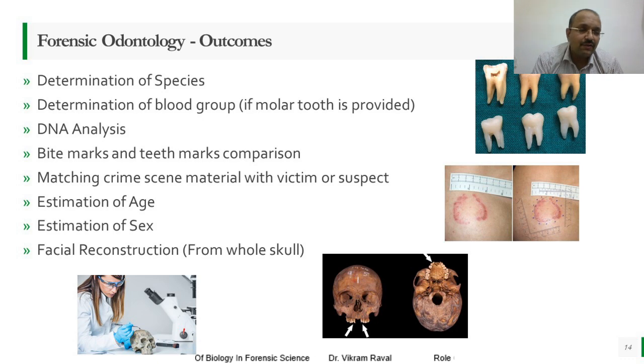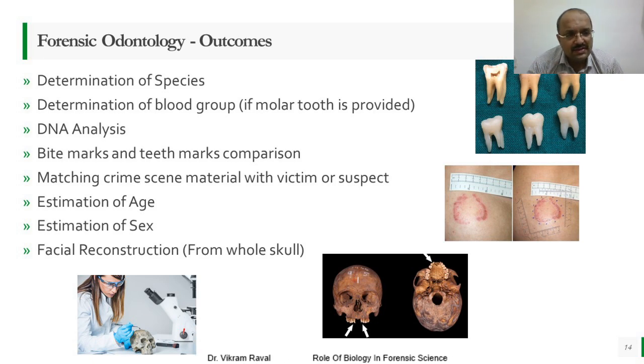Next is determination of blood group from that particular tooth. If it is a molar tooth, you can also have blood from that, and you can do the blood grouping and analyze further which blood group is there. Then next is DNA analysis. If the root is present in the tooth, you can extract DNA from that, and that DNA can be analyzed, and you can establish identity, whether the tooth belongs to the deceased, a person who has been murdered, or the suspect, anything. Next are the bite marks and the teeth marks comparison.